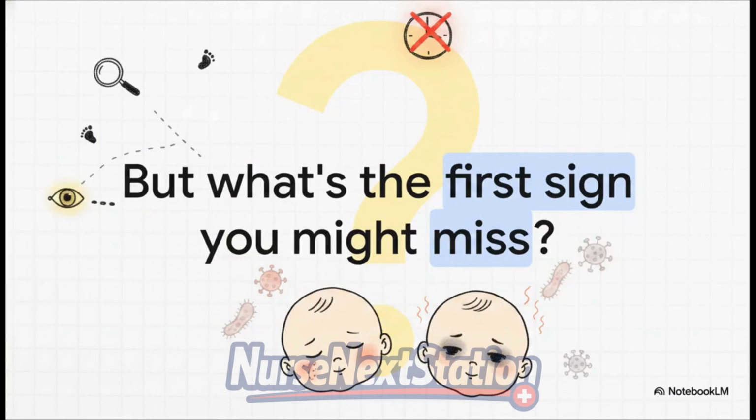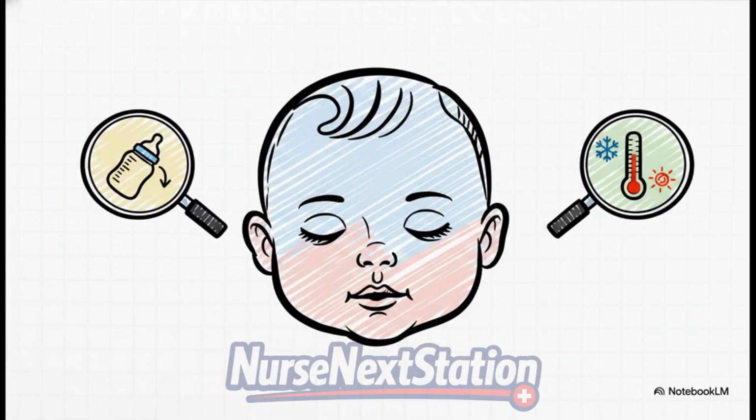So once you've secured the ABCs, you start hunting for clues. But here's the tricky part. With the littlest patients, the first signs of a really serious infection can be incredibly subtle. So what's that one sign you absolutely cannot afford to miss? This is it, right here. For an infant, a raging infection might not show up as a screaming high fever. It might just be they're not eating well, or their temperature is a little off, maybe a little too low or a little too high. These tiny, seemingly minor changes might be the only alarm bells you get that something is going very, very wrong.